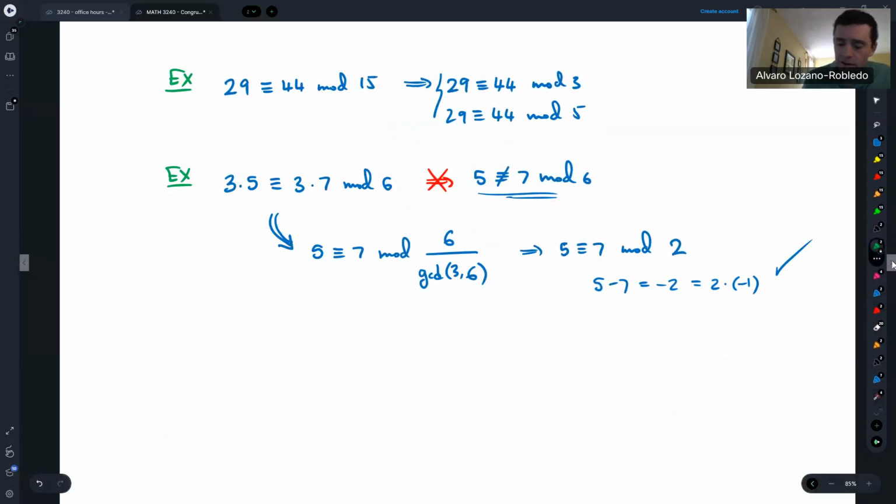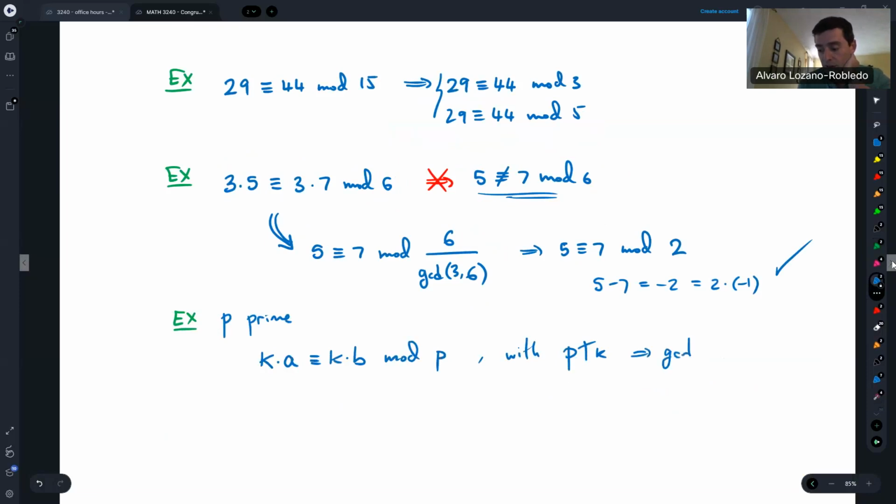One important consequence of this will be the following. Suppose that P is prime, and suppose that I have any congruence, K times A is congruent to K times B modulo P, and K is not a multiple of P, so P does not divide K. Automatically, that tells you that the GCD of P and K must be 1, because the only possible divisors of P are 1 and P. So then by the theorem we just proved, A is congruent to B modulo P divided by the GCD of P and K, which is 1. So that will say that A and B are congruent modulo P.